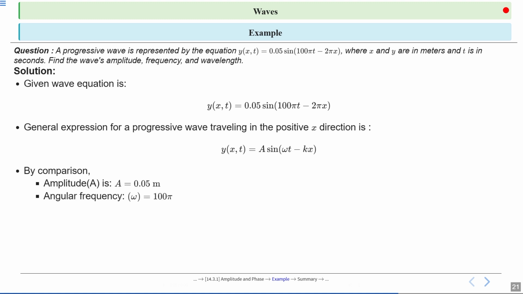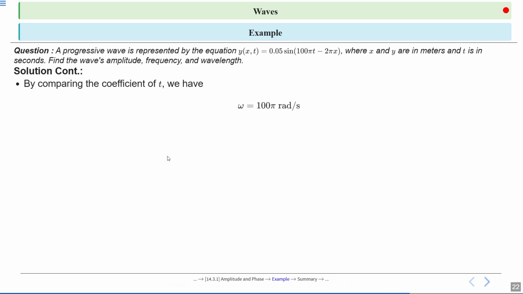Angular frequency omega equal to 100 pi. Wave number k equal to 2 pi. When we compare this equation and this equation, A is this one, omega is 100 pi, clear, and for x, here this one, k is 2 pi. When we compare kx, so k equal to 2 pi. All right. By comparing the coefficient of t, we have omega equal to 100 pi radian per second. Using omega equal to 2 pi f, the frequency f is equal to omega upon 2 pi.